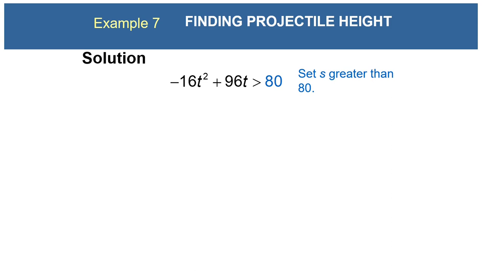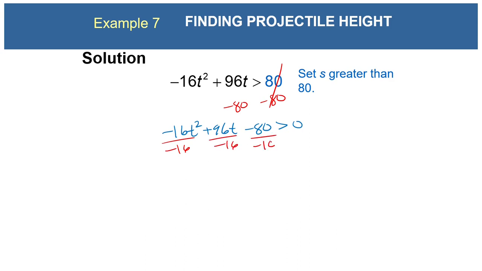In this question, we're going to set negative 16t squared plus 96t greater than 80 because that's what we want. We want to figure out when our height is greater than 80. To solve this, we want a 0 on the right side, so let's subtract 80 from both sides of this inequality. This gives me negative 16t squared plus 96t minus 80 is greater than 0. I'm going to divide everything by negative 16 just to simplify this inequality.